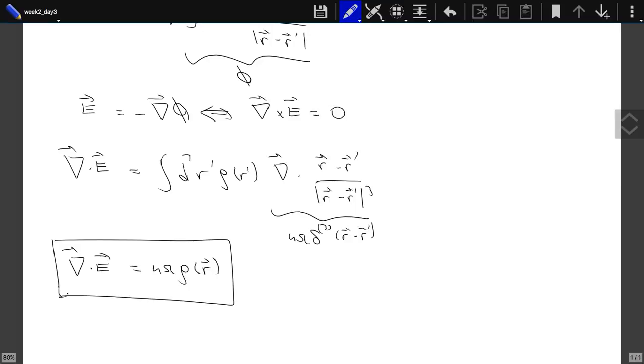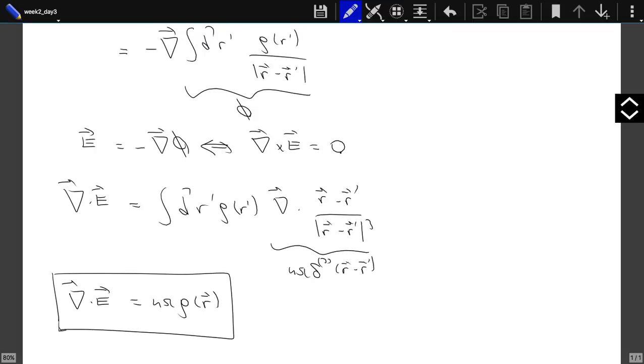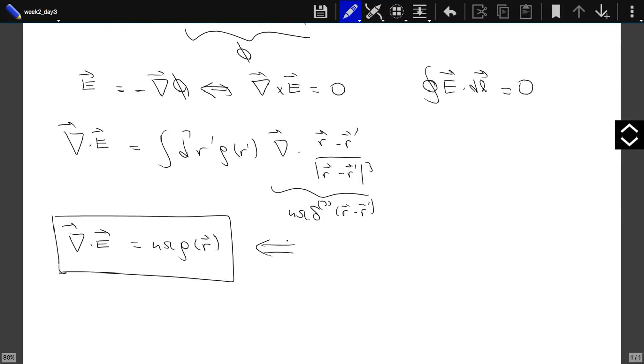Now, if you remember these laws from your first year courses, instead of writing that the curl of the electric field is equal to 0, we had said that the integral of the electric field over a closed loop was equal to 0 all the time in electrostatics. And instead of writing Gauss's law in this form, we had E dot dS integrated over any closed surface equal to 4 pi times the enclosed charge.